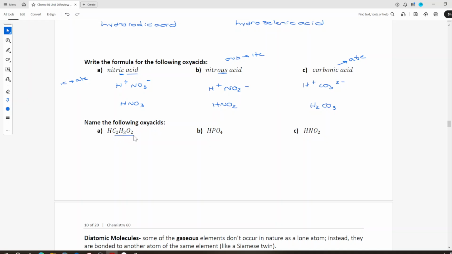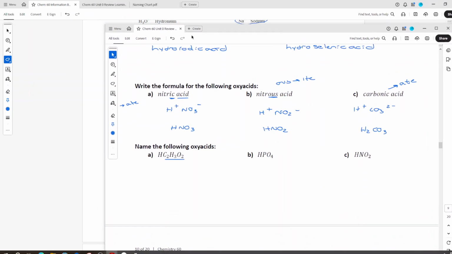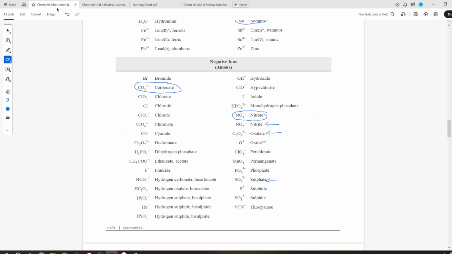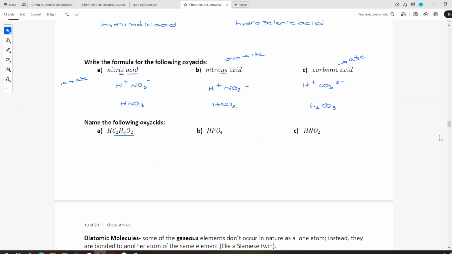So I need to look up what this is. I'm just going to quickly put that tab back with everything else. There we go. Okay, so we're going to look up C2H3O2. All right, so we are going to look up C2H3O2. Sorry, I got distracted by my child.